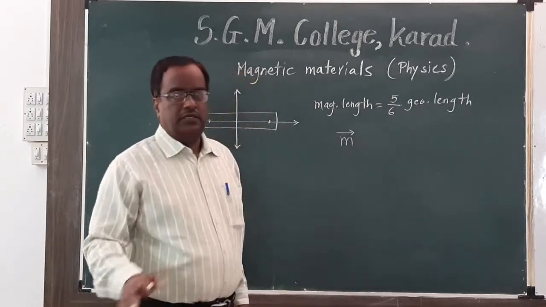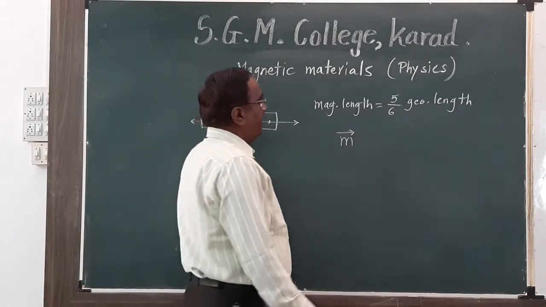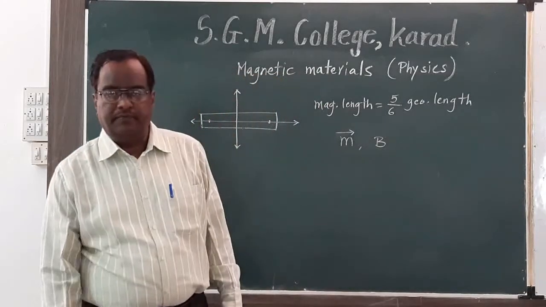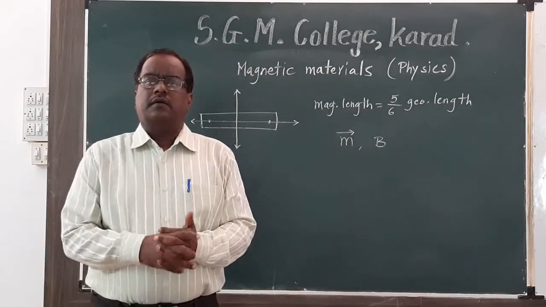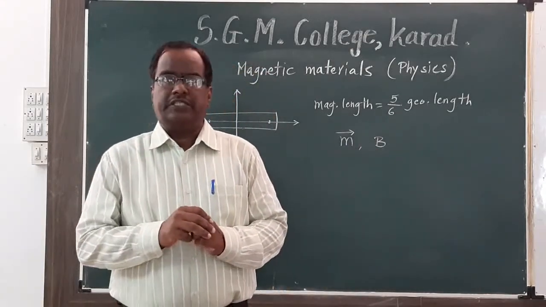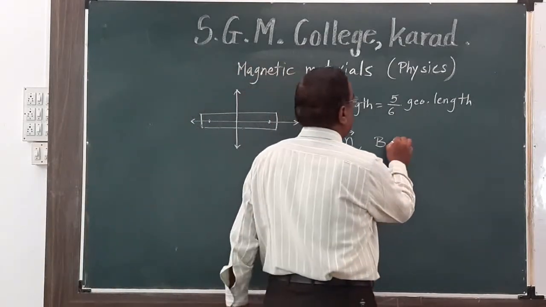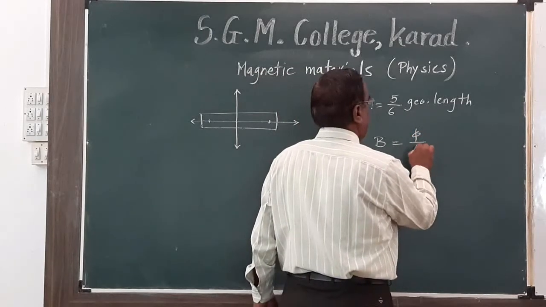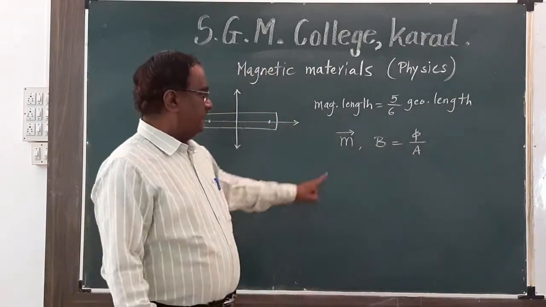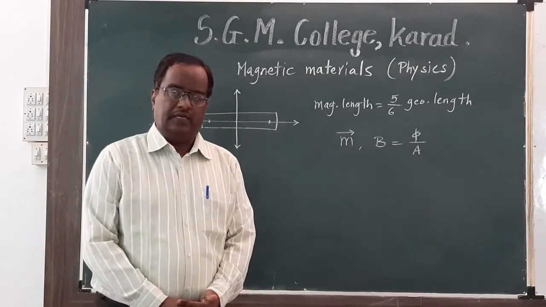Also, we will see another few physical quantities. B is magnetic field intensity, which is defined as the magnetic flux per unit area, phi upon A, where phi is magnetic flux and A is area. Magnetic flux per unit area is magnetic field.